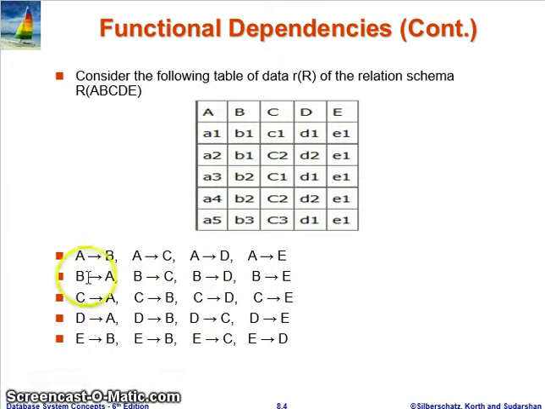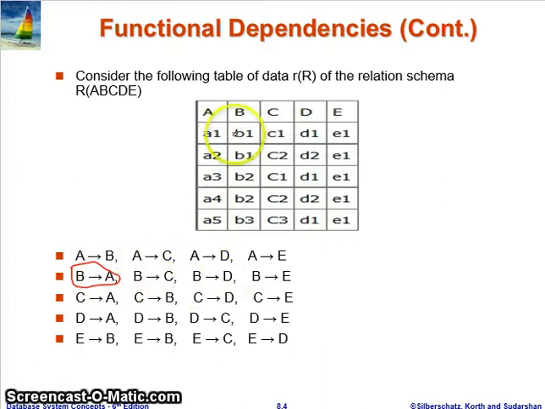Check for B. Does B functionally determine A? Here B1 and B1 are two values that are the same, so the corresponding value of A should also be the same. But for the first B1 it is A1, and for the second B1 there is A2, so we can say this condition does not hold. So this is not a functional dependency, B to A.